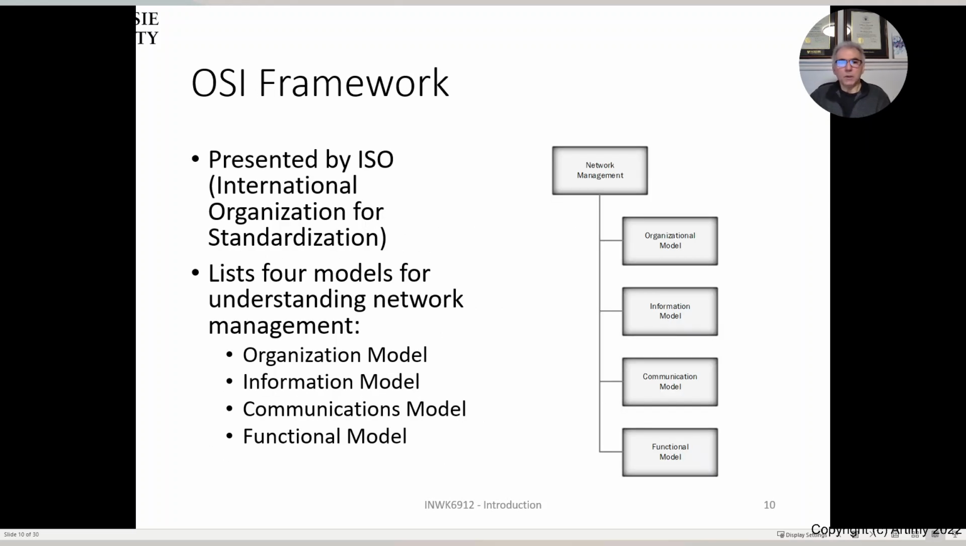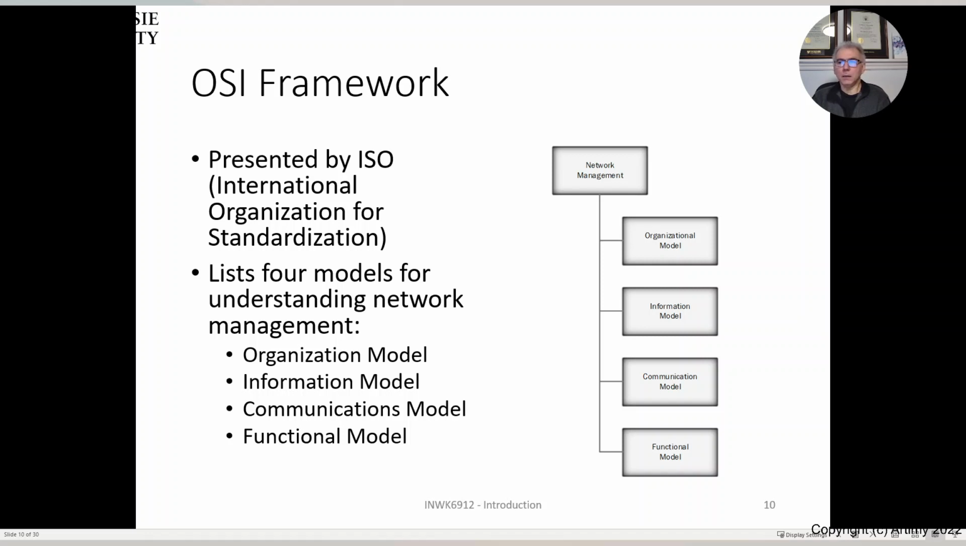Okay, we'll start with the OSI framework. So what is it? The OSI came from the International Organization for Standardization, or in particular the ITU. Well, the ITU and the ISO are not the same, but they are related anyway. Both are international organizations.